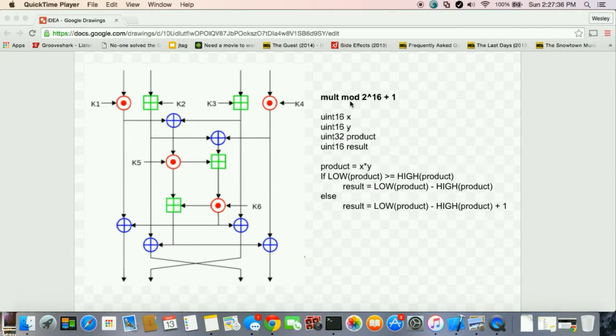Bibliography source 1 shows a straightforward way to calculate this, and here's some pseudocode. So multiplying two 16-bit values results in a 32-bit product. If the lower 16 bits of the product is greater than or equal to the higher 16 bits of the product, we subtract that, and that's multiplication modulo 2 to the 16 plus 1. Else, we add 1 to the subtraction, and that is our answer.